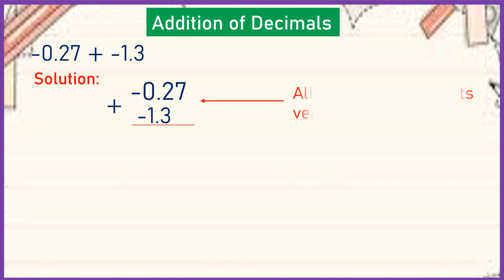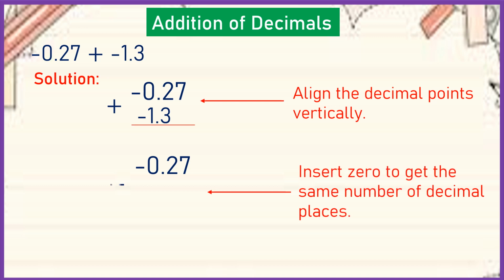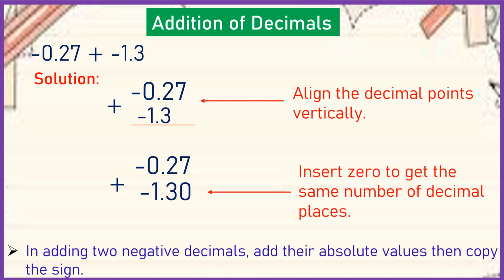So in here we are going to have two negative decimals. Using the vertical pattern, make sure that you align the decimal points vertically and then add 0 to negative 1.3. In doing this, we add their absolute values and then copy the sign. So we just need to add them and follow the sign, which is negative. This is 7, this is 5, then the decimal point, then 0 plus 1 is 1. So we have 1.57 and it is negative because both are negative.